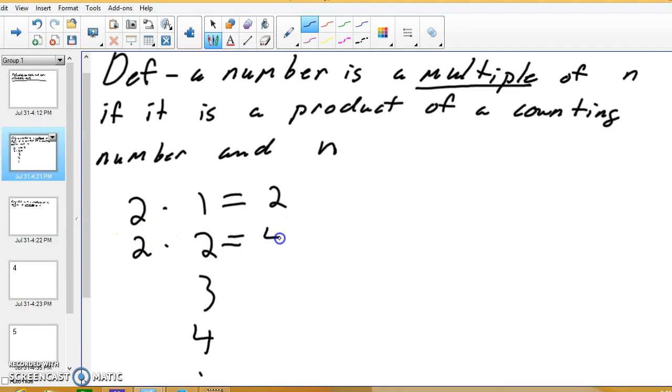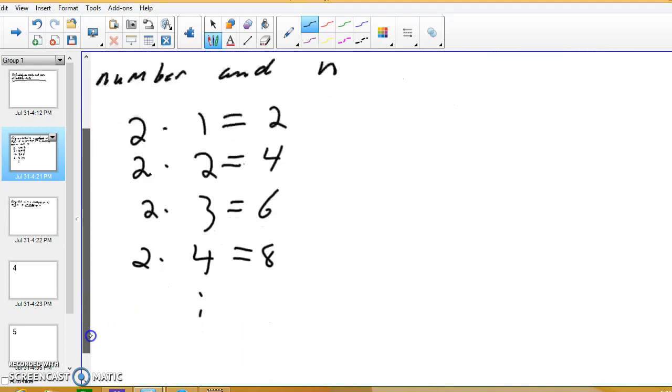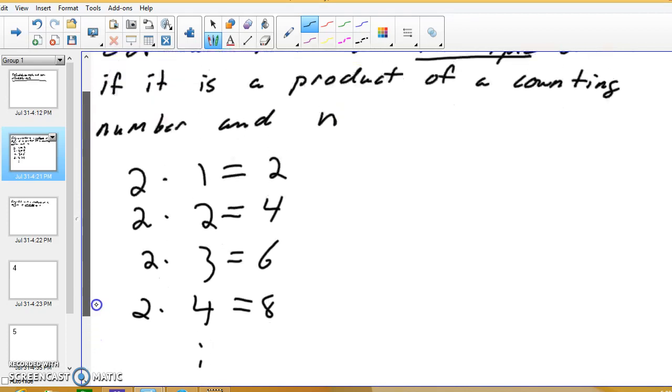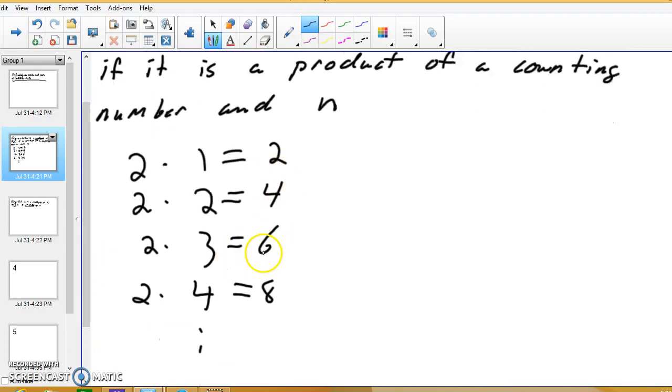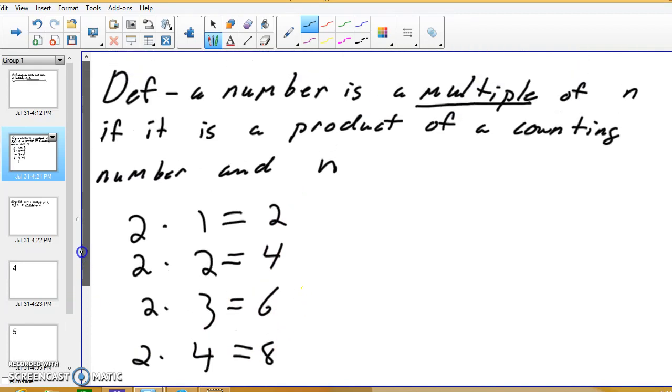Similarly, 2 times 2 is 4. 4 is a multiple of 2. Likewise, 6 is a multiple of 2. 8 is a multiple of 2, and so on and so forth. You can do this for every counting number. And we see that all these numbers, 2, 4, 6, 8, are multiples of the number 2.